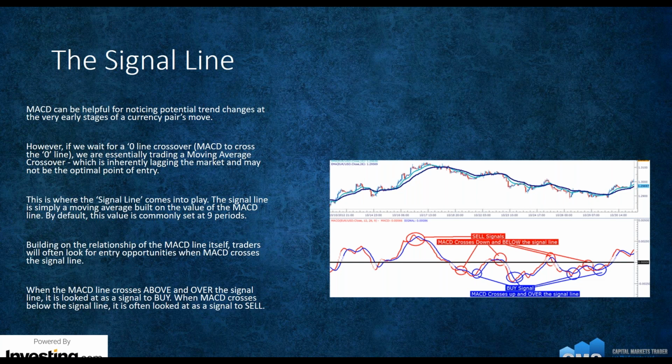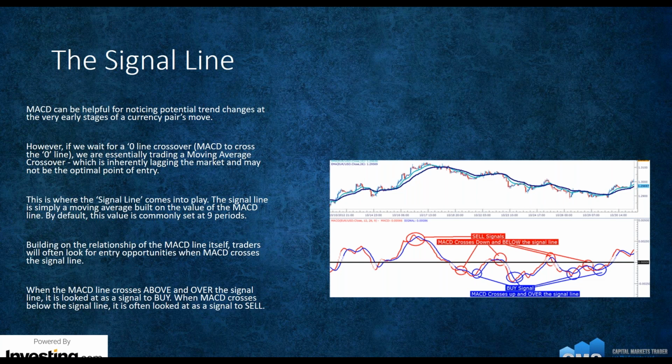This is where the signal line comes into play. The signal line is simply a moving average built on the value of the MACD line. By default, this value is commonly set at 9 periods. Building on the relationship of the MACD line itself, traders very often look for entry opportunities when the MACD crosses the signal line. When the MACD crosses above the signal line, it is looked at as a buy signal. When the MACD crosses below the signal line, it is often looked at as a sell signal.